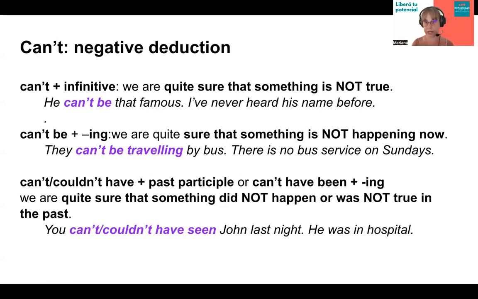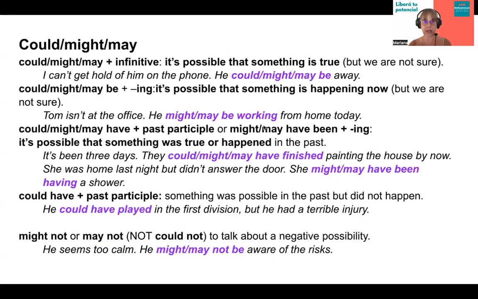And then again, when you talk about the past, you use can't or couldn't plus the perfect structure, the have and the third column. Always remember this is negative deduction.